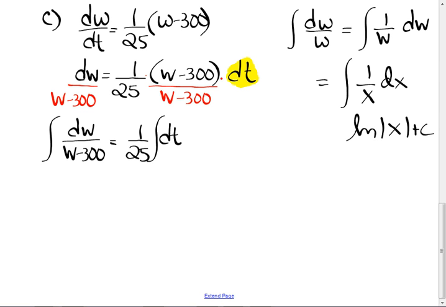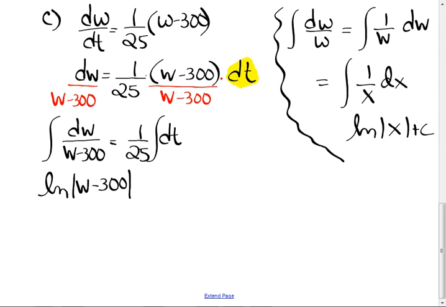I'm just thinking on the side, and the 300 is bugging me. So what do you think this is going to be? This isn't the log of w. It's the log of w minus 300. All that is a shift. Remember when we did that last week with the parachute problem? And there's a video online that does that.